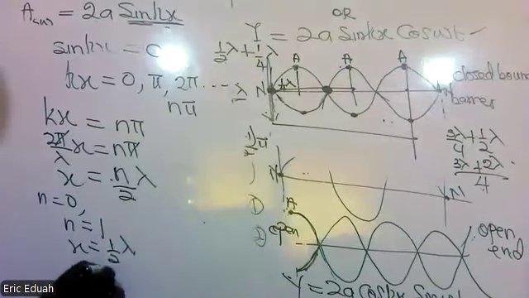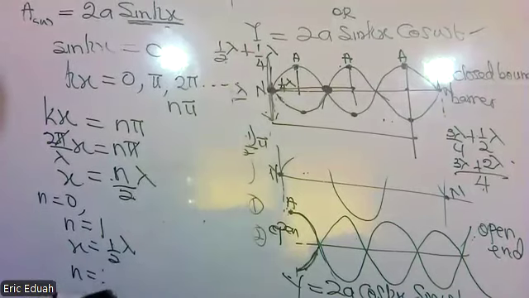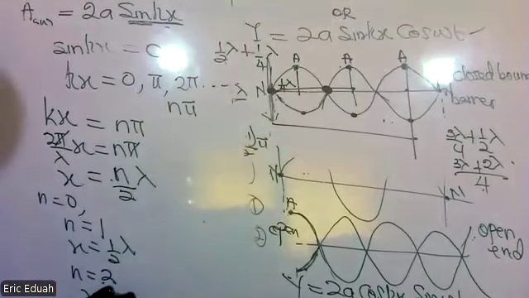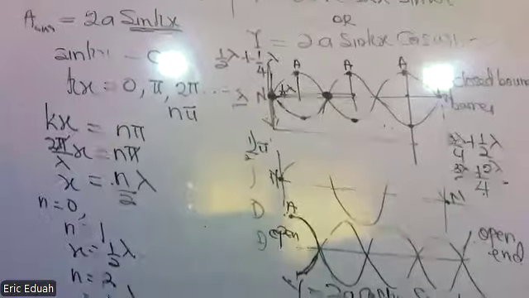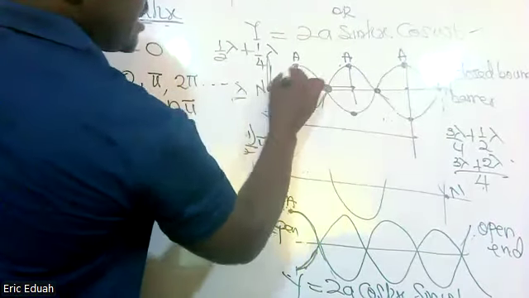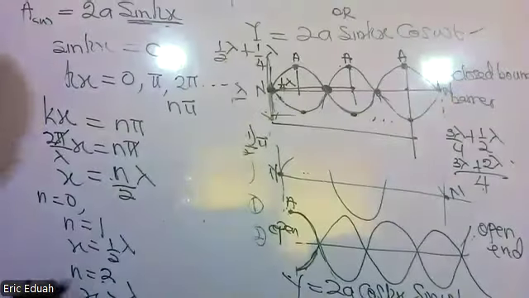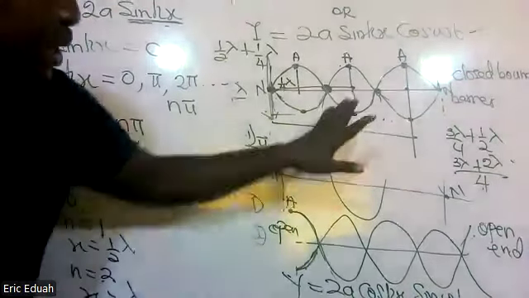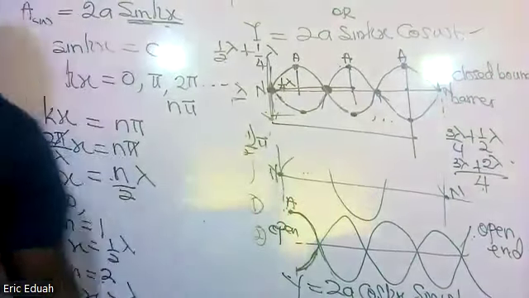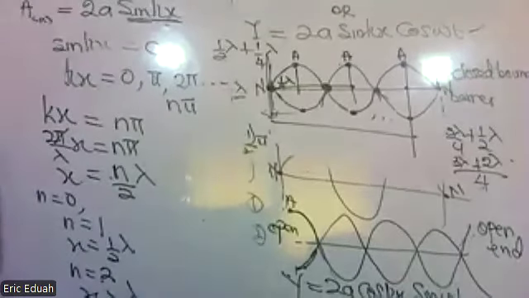For n equal to 2, x will be equal to lambda. So this is another node, and this is a whole wavelength, lambda. So our values also match whatever we have on the stationary wave graph. Please, is that okay?